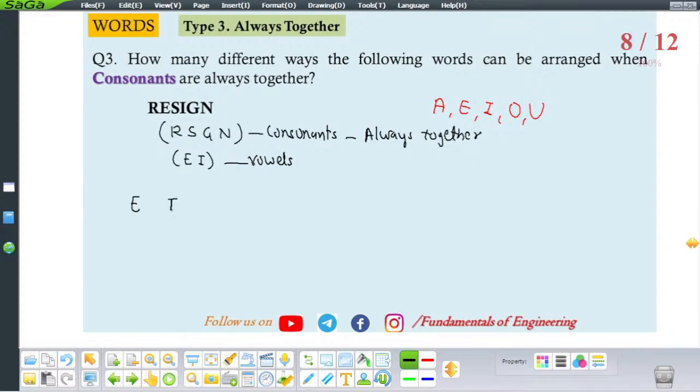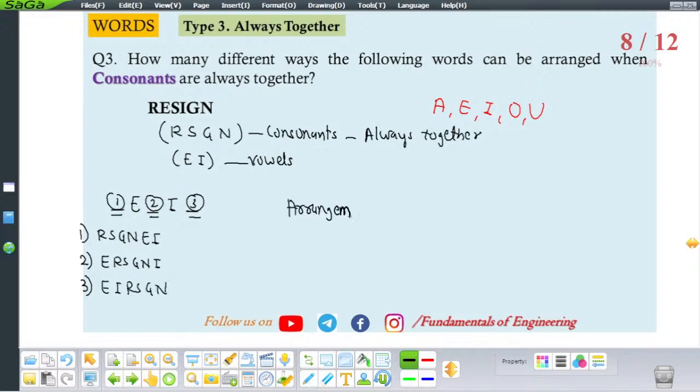So first place that will be coming, second, third. First, second and third. How? We'll see here. R, S, G, N, E, I. That is the first position. Second, in between E and I: E, R, S, G, N and I. Third position we are getting at the last: E, I, R, S, G, N. So possible arrangements, how much are we getting? In this way we have to arrange the word resign when the consonants are together.